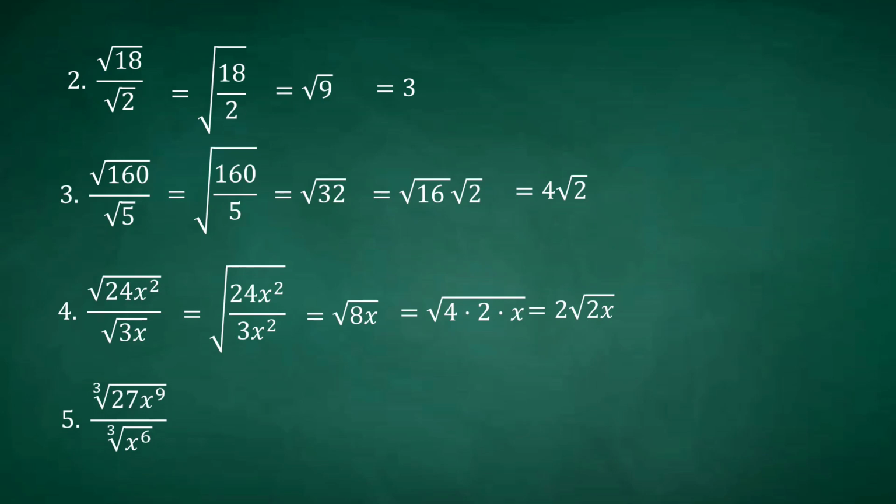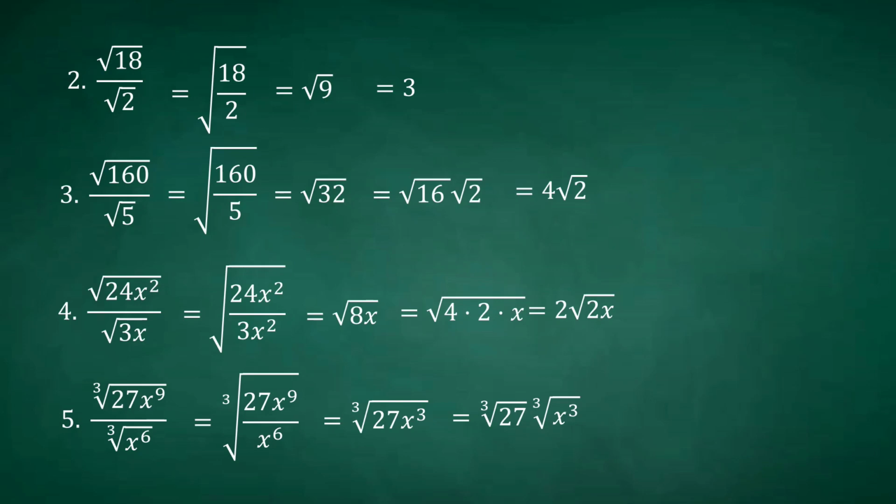Number 5. Simplify the cube root of 27x raised to the power of 9, divided by cube root of x raised to the power of 6. First, combine into one radical. 27x raised to the power of 9, divided by x raised to the power of 6, is equal to cube root of 27x cubed. Make sure to continue simplifying until there aren't factors left that are perfect cubes. Since 27 is a perfect cube, just take the cube root of 27, which is equal to 3, and cube root of x raised to the power of 3 is equal to x. The final answer is 3x.